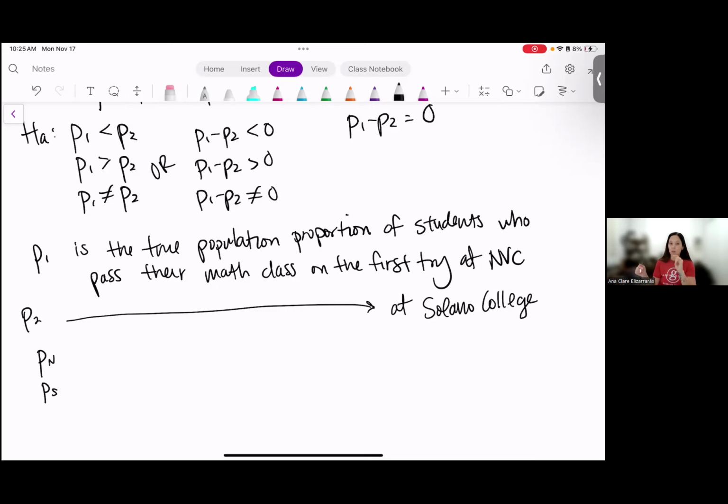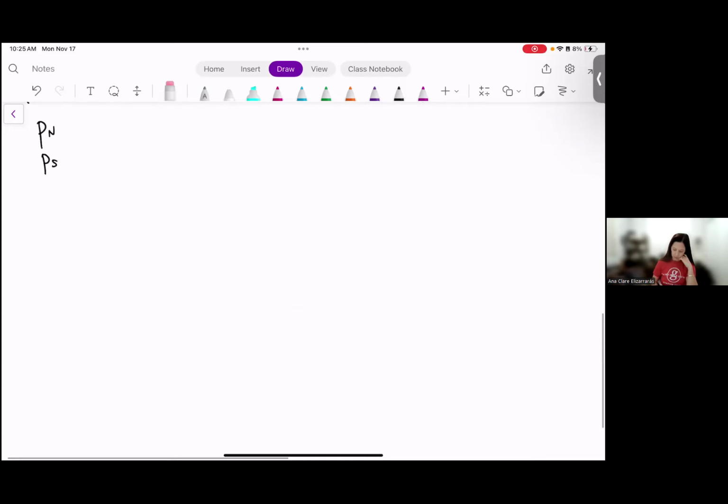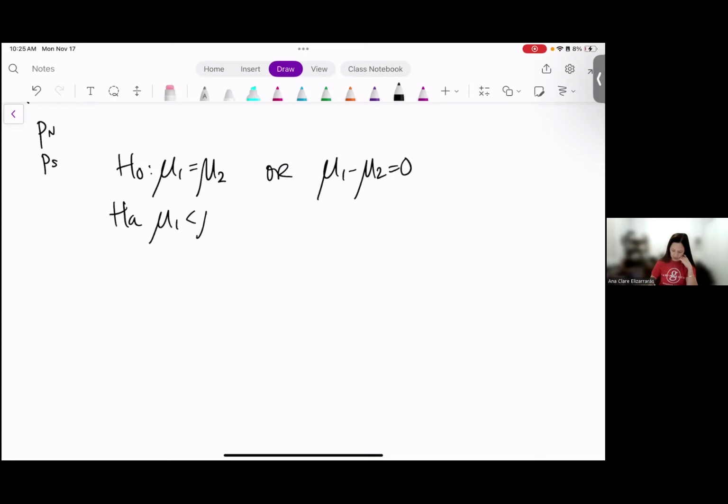So the same notation is true for means. Mu1 equals mu2, mu1 less than, greater than, not equal to. So we could say originally mu1 equals mu2 or mu1 minus mu2 equals 0. And then the alternative are the symbols that we've been dealing with, less than, greater than, or not equal to. And then we could also do the subtraction.